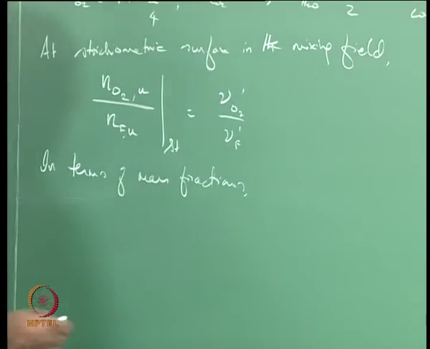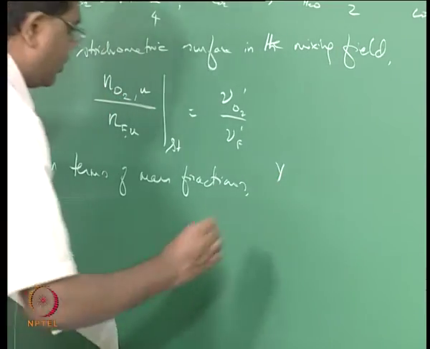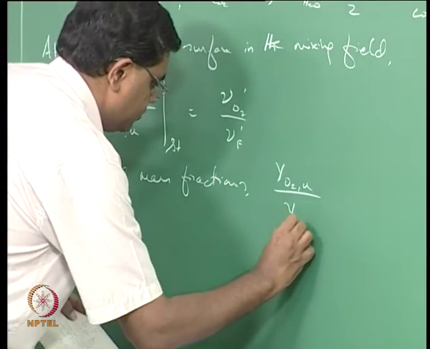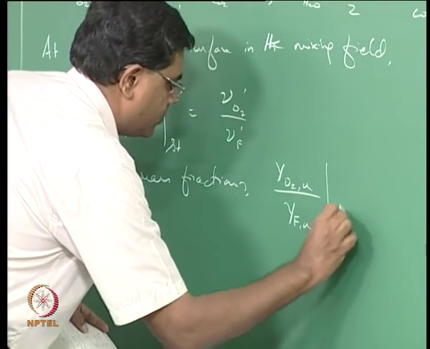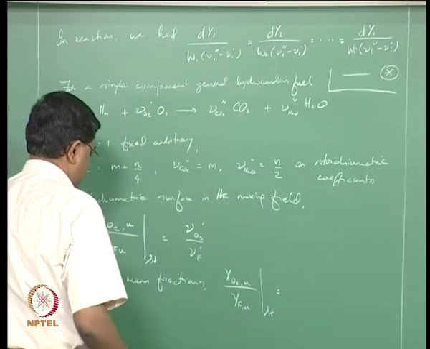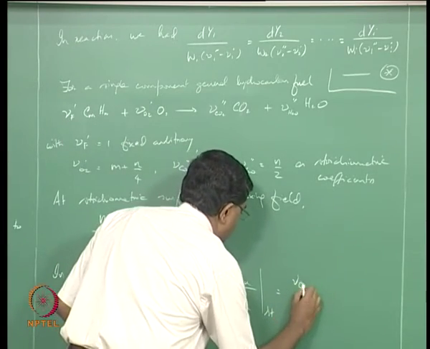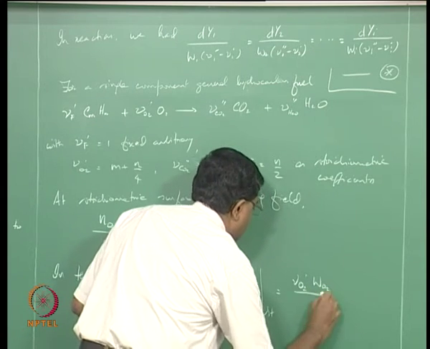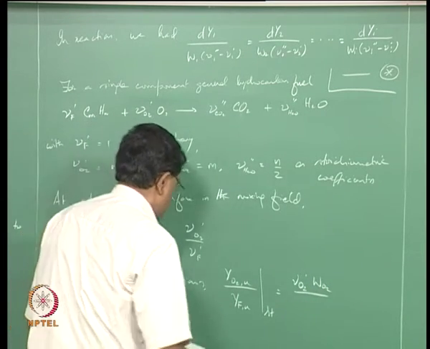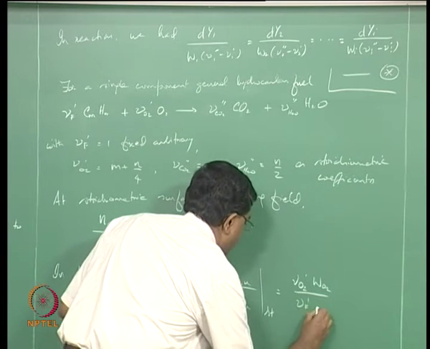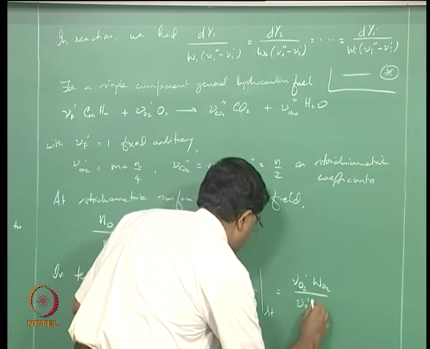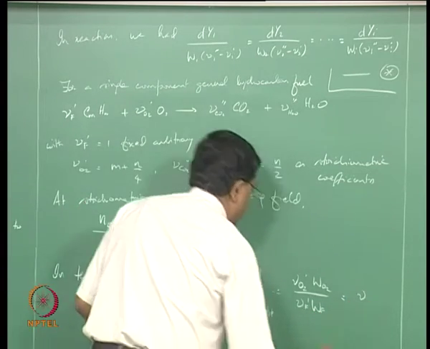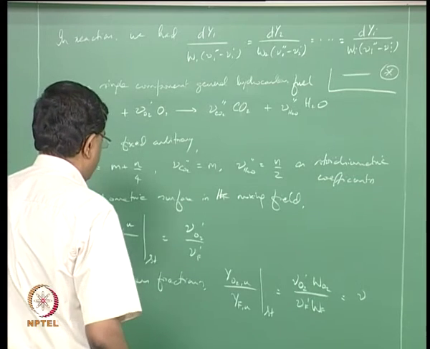So here we are going to be looking at the mass fractions: YO2 unburnt divided by YF unburnt at stoichiometry is nu_O2 single prime times the molecular weight of oxygen divided by nu_F single prime times WF, which let's say we call nu, the stoichiometric mass ratio.